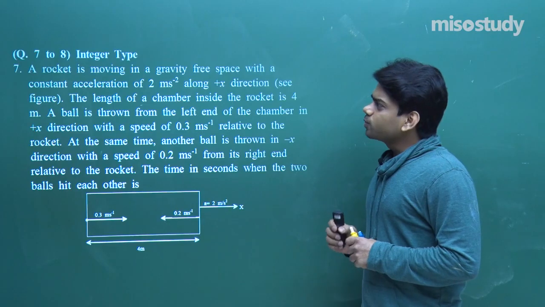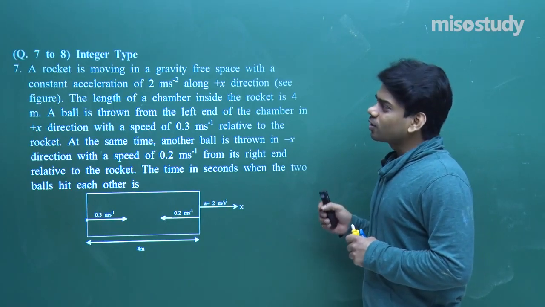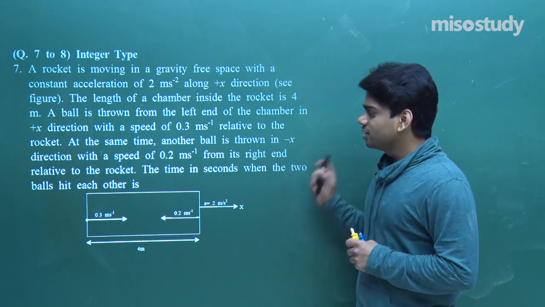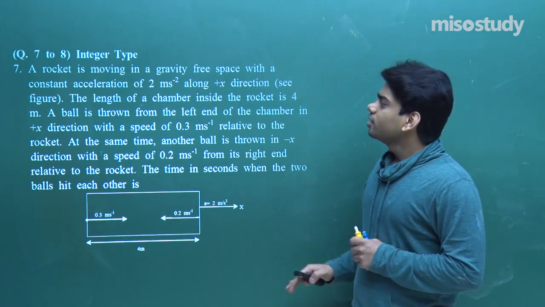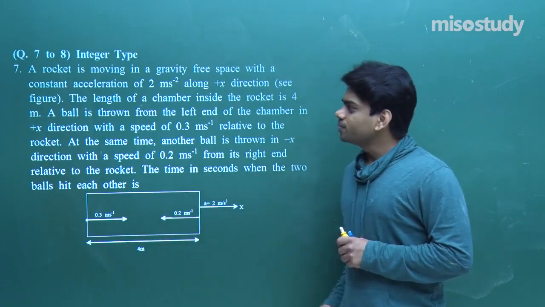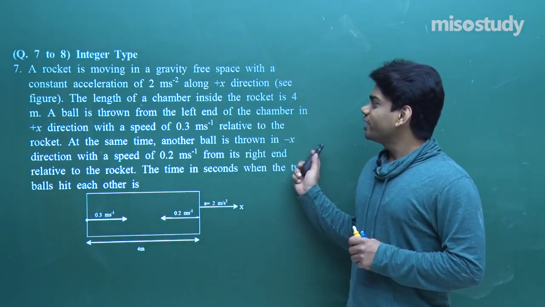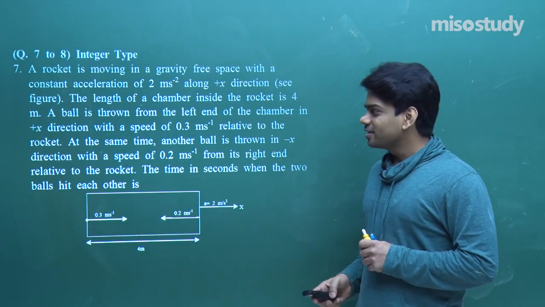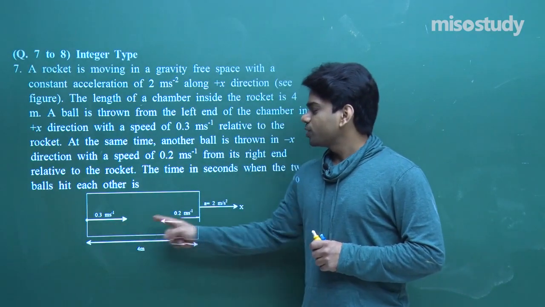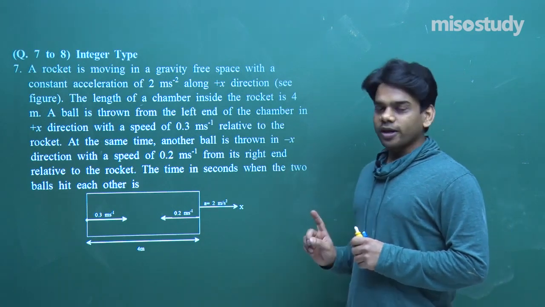Seventh question: a rocket is moving in a gravity free space with a constant acceleration of 2 meter per square second along positive x direction. See figure. The length of chamber inside the rocket is 4 meter. A ball is thrown from the left end of the chamber in positive x direction with a speed of 0.3 meter per second, provided relative to the rocket.